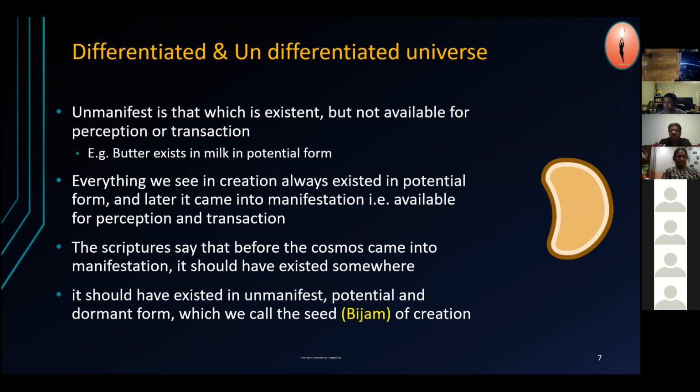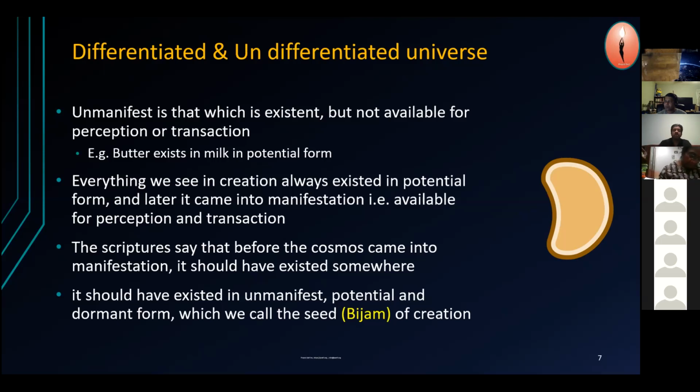So the manifested world is pramana gochara. That's what the Shastras say. That which is available for my experience is the differentiated universe. But before this differentiated universe manifests, there is another form of universe, which is an unmanifested universe or undifferentiated universe. The definition of this unmanifested universe is that which is not available for my perception or transaction. It is pramana agocharam.